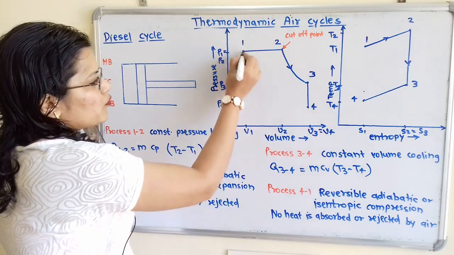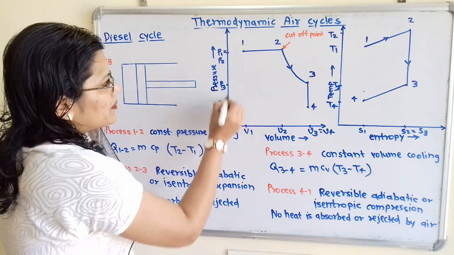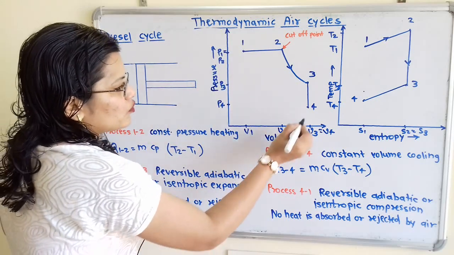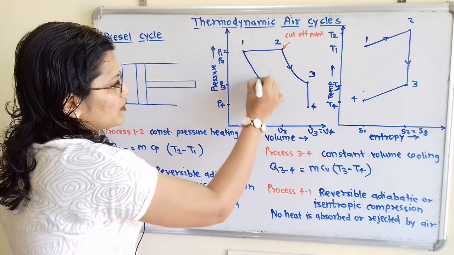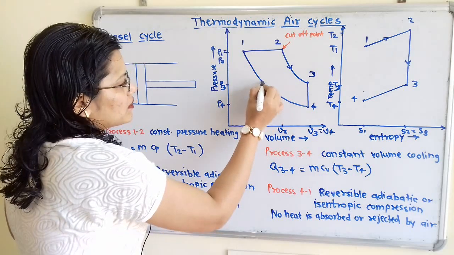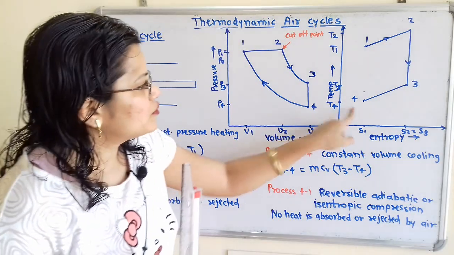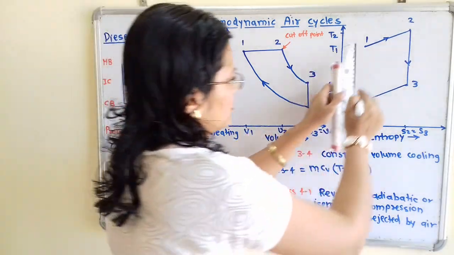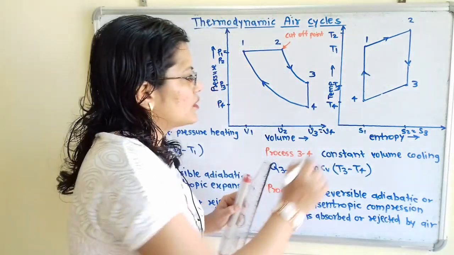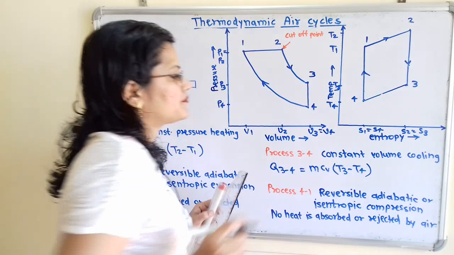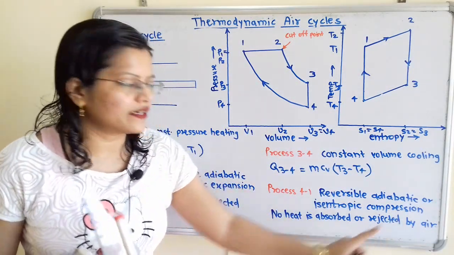So point 4 is here, point 1 is here. Pressure is getting increased from P4 to P1 and volume is getting decreased from V4 to V1. So I will join these 2 points. Now we will show that temperature is getting increased from 4 to 1, and we have to draw a straight vertical line. So S1 is equal to S4. And during this process no heat is absorbed or rejected by the air.